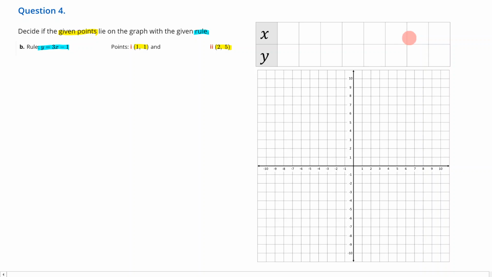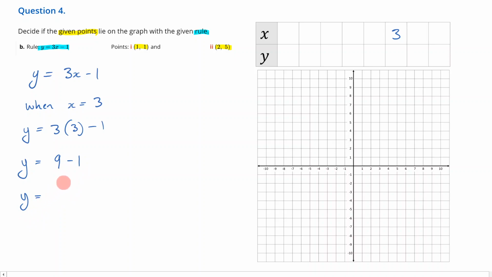I want you just to give me a random point. Let's do the point 3. What you're doing when you're looking at the point 3 is you're saying, when I have my rule, y equals 3x minus 1, and I let x equal 3, what is my y equal to? So I sub 3 into my x spot, then subtract 1, because that's what my rule tells me to do. 3 times 3 is 9, minus 1 is 8. So that means I have the point (3, 8).